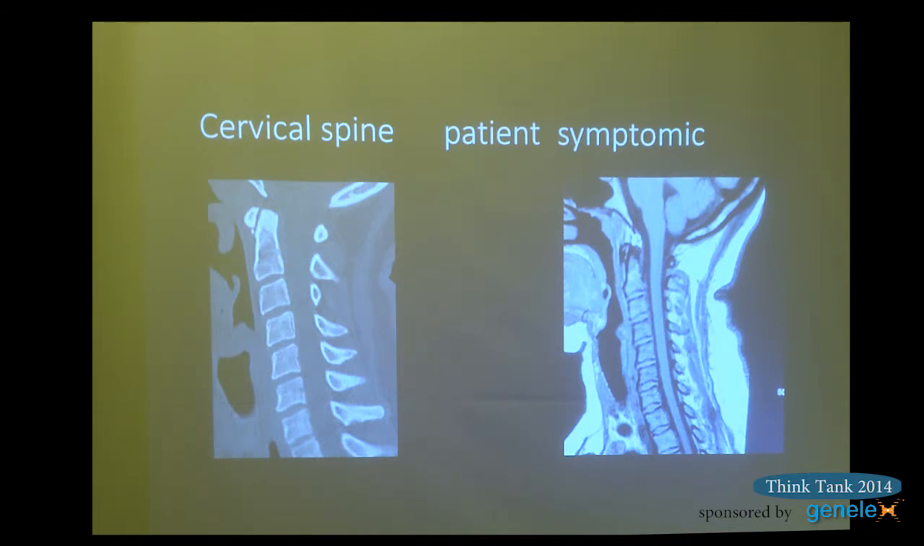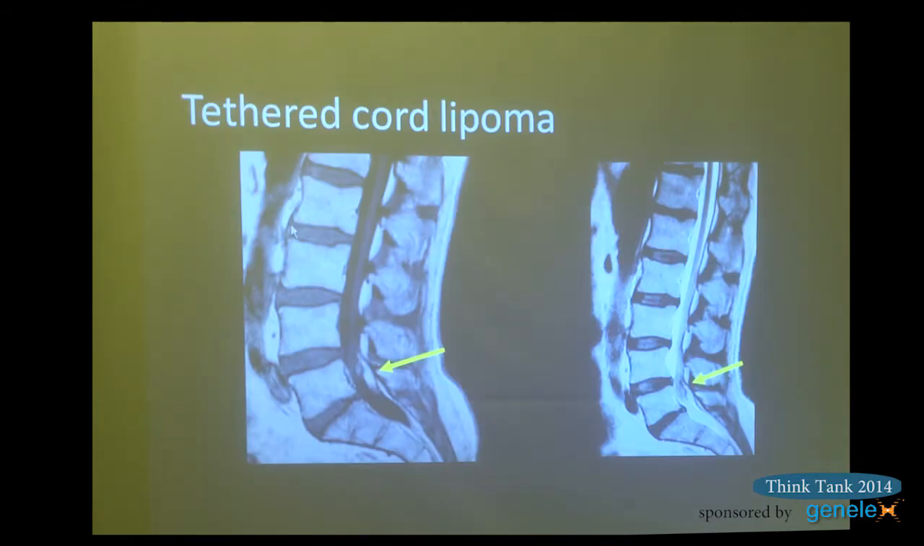This young lady came to the emergency room with numbness in her hands, weakness in her hands and legs. And the main problem was that she was bothered by upper extremity symptoms. These are reconstructed images from a CT, and this is an MRI done the next day, and there's not really very much to see here. But she had an MRI of the lumbar spine, and she had a fatty lesion, a lipoma, a lesion of fat, which is attached all the way to the cord.